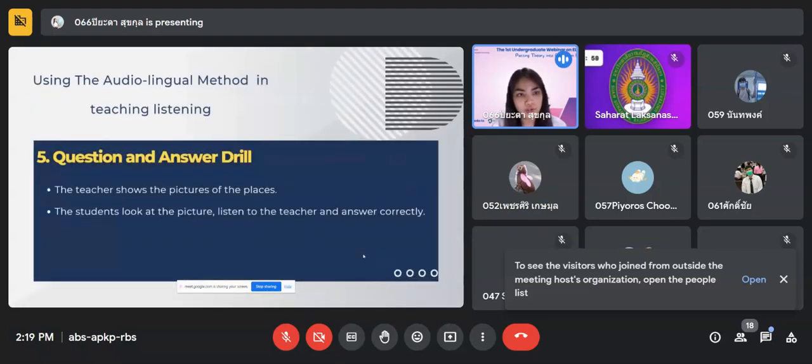And the last one is question and answer drill. And this is important too because the students will show their understanding, okay, and learn the structure from the dialogue that the teacher provided to them. The teacher showed the picture of the places. The student looks at the picture, listens carefully, and answers correctly.